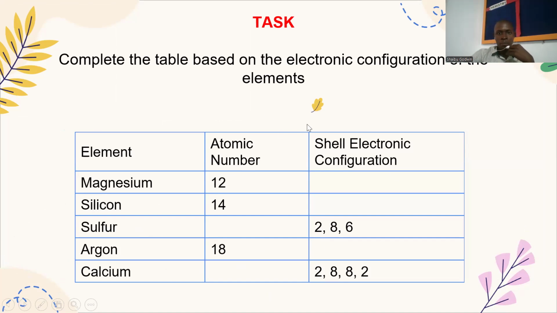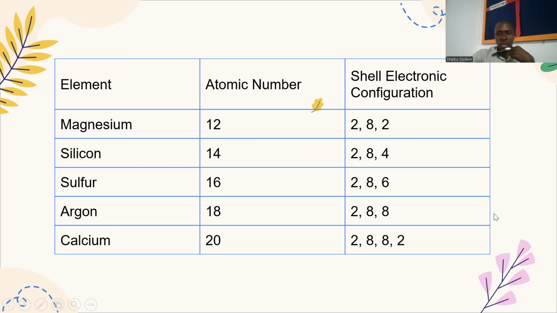So complete the table based on the electronic configuration of the element. So why not try this task out and see? Copy and pause the video, copy and complete this table. And then I'll be changing the slide very soon so that you see whether you are correct or wrong. Okay, I hope you are right.